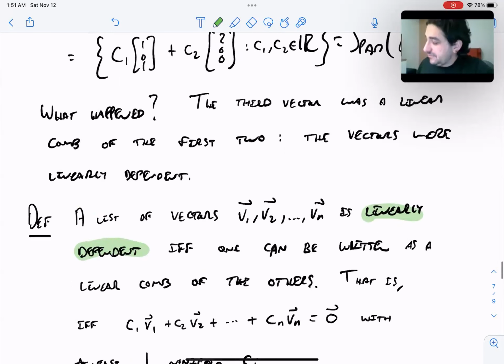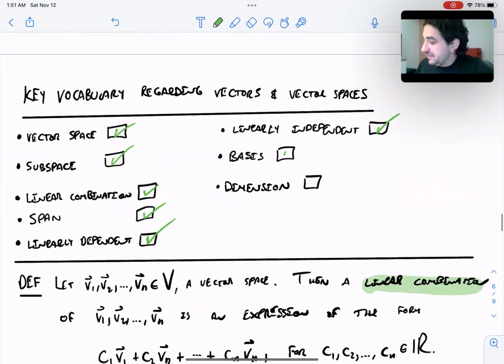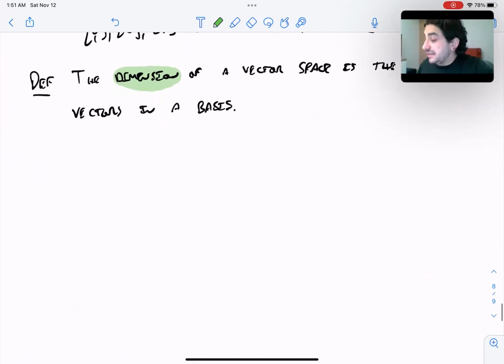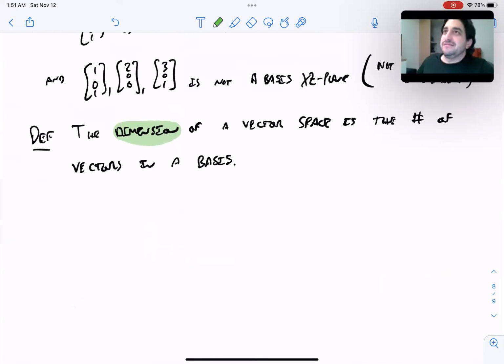So that is our last little pair of definitions, right? Basis just means linearly independent and spanning, right? And then dimension is just how many vectors constitute a basis for that particular vector space. So this gives you a way to measure the size of a vector space, as opposed to just saying infinity, right? How many vectors are in R2? Infinitely many. How many vectors are in R3? Infinitely many. But this gives you a way to quantify that R3 is bigger than R2, right?